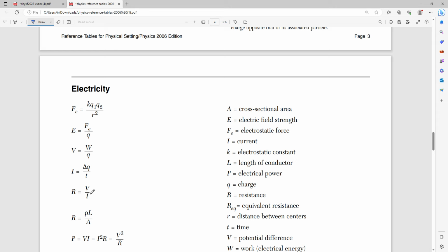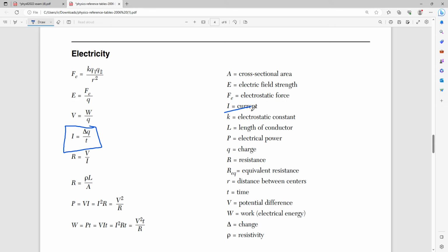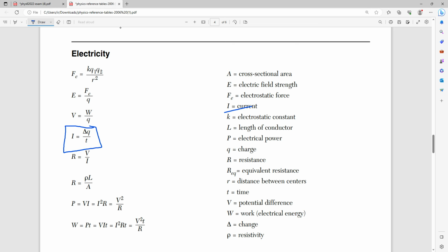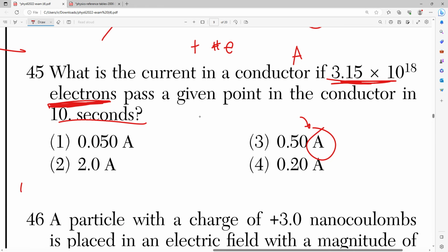So which one is this? This is obviously going to be I, because I is current. Current is measured in amps. This is the only thing that relates to amps. And this says the change in charge over time. So here we had our charge, which is this many electrons, and here I have my time. Well, obviously, I can't just put in electrons, because charge is in terms of coulombs. So first thing I'm going to have to convert this to coulombs, and then I'm going to have to use the formula I is equal to delta Q over t.